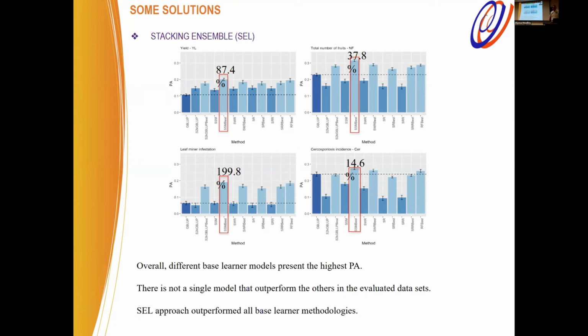In this case, they implemented this in Coffea arabica. Predicting yield, they found that this method outperforms G-BLUP by 87%. Predicting total number of fruits, 37%, leaf miner infestation, almost 200%, and another trait, 15%. So they found a method to integrate the different abilities of the different models to improve predictability, rather than combining all of them and treating them as the same.